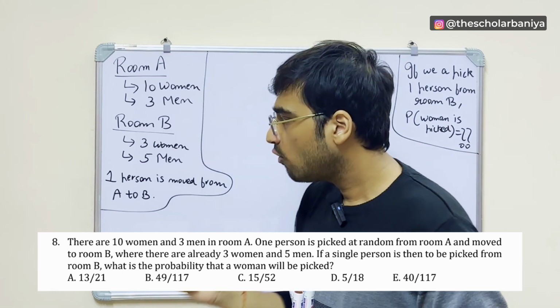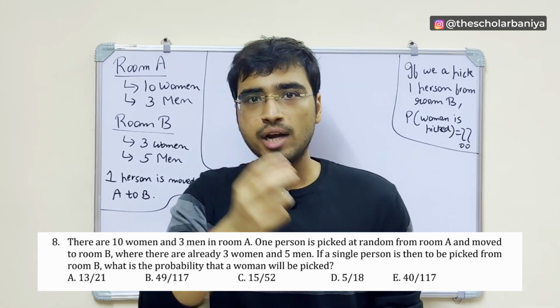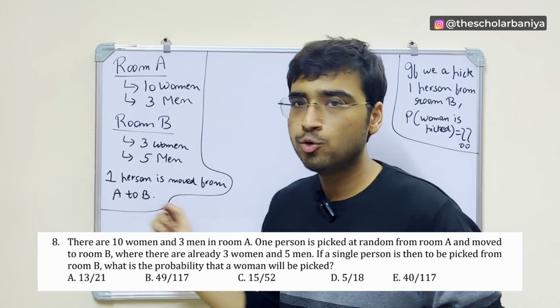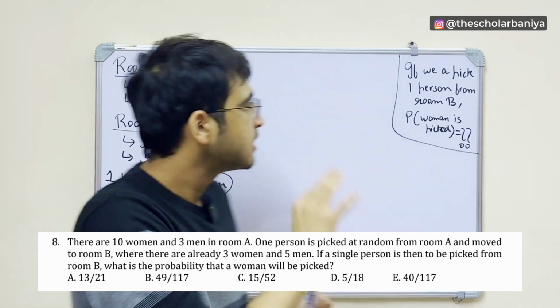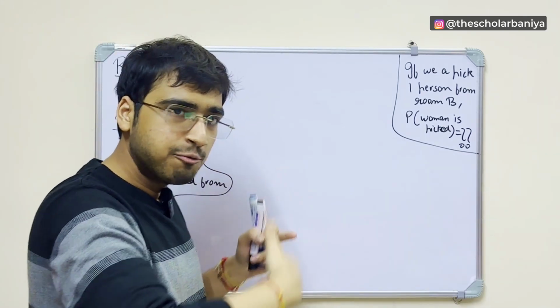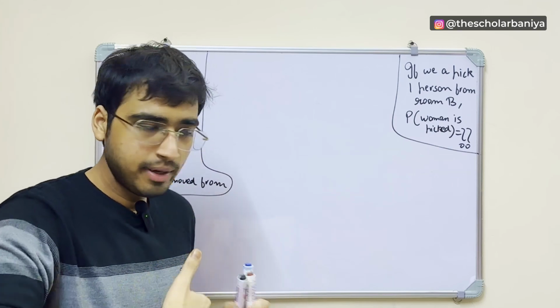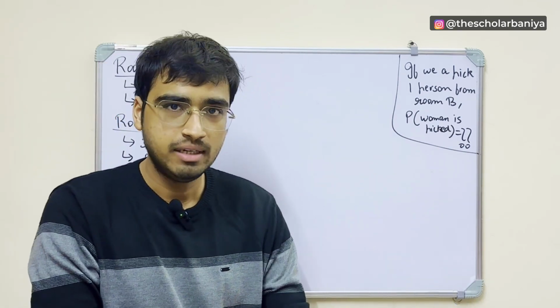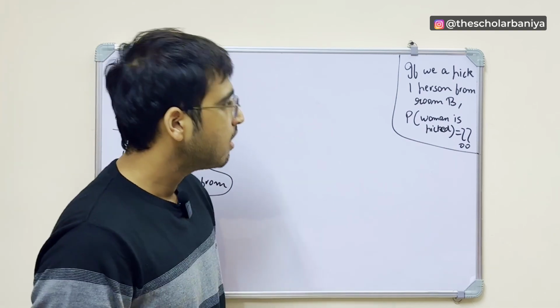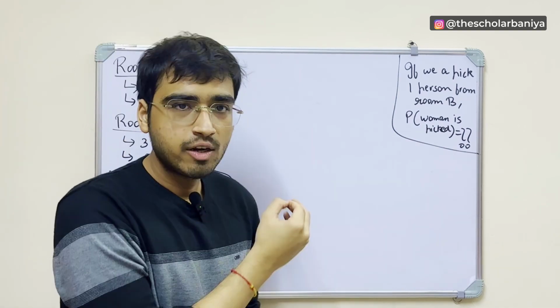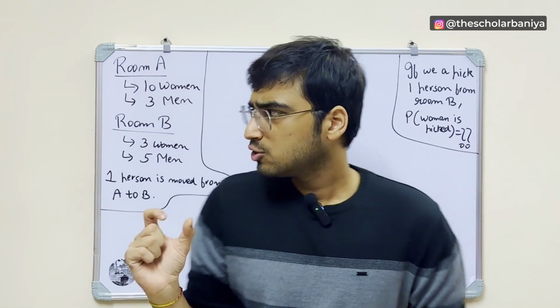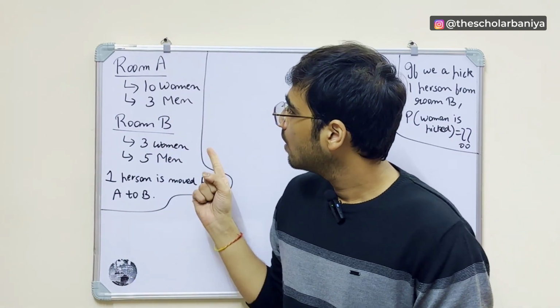Now what we do is pick one person from room A and put that person in room B. After we have moved one person from room A to room B, we pick a person from room B. We have to tell what is the probability that a woman has been picked. Okay, so now tell me one thing.